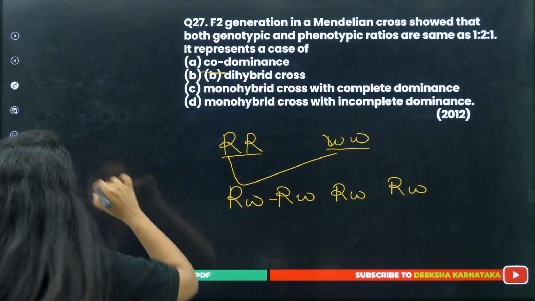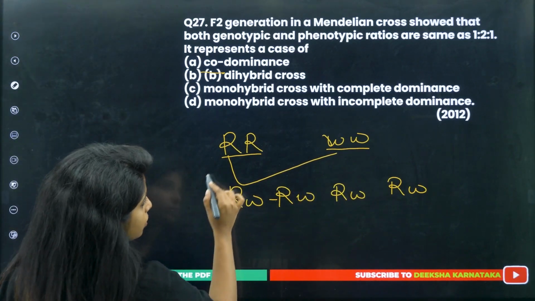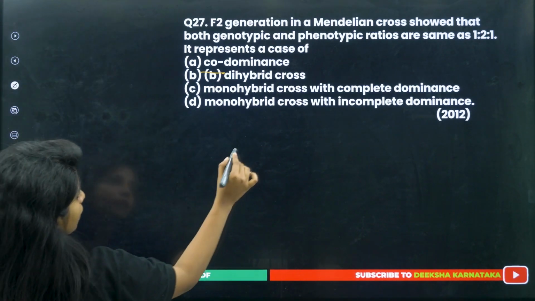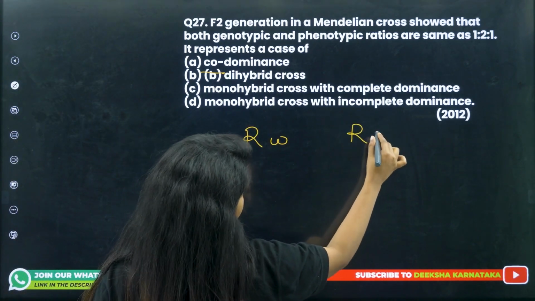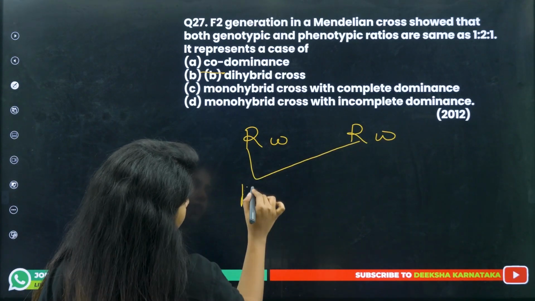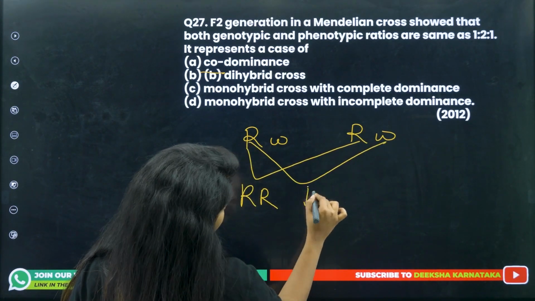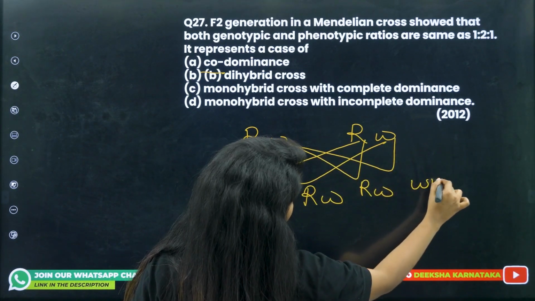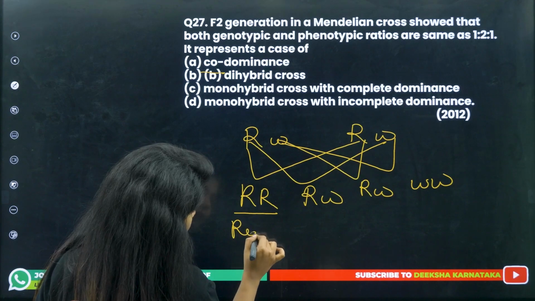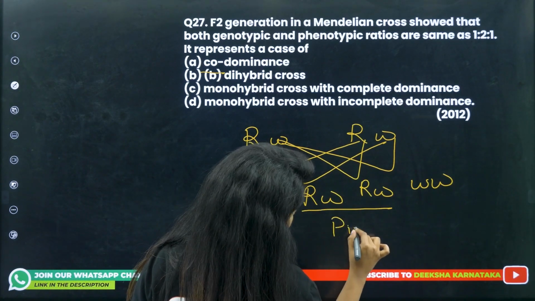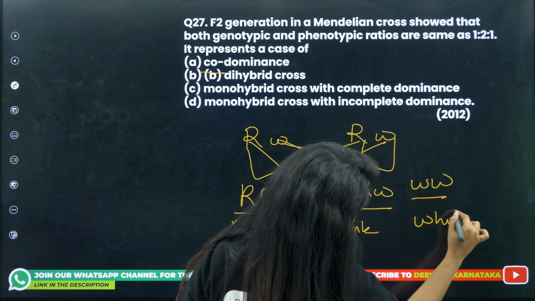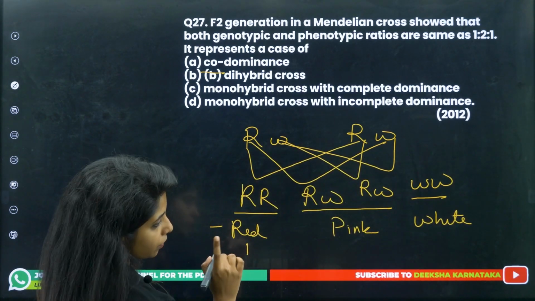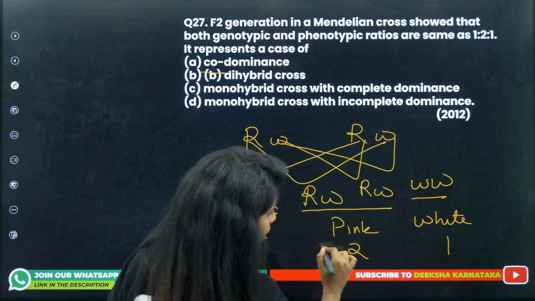Okay, all of them were pink. Now, when I did self-pollination among them, I got RW and then RW. Okay, so over here when I fuse RR, I got other thing that I got RW. The other thing that I got was RW again, and this was again WW. So over here I found them to be red, them to be pink, and them to be white. So I can say one was red, this is the phenotypic ratio, two were pink, and one was again white.